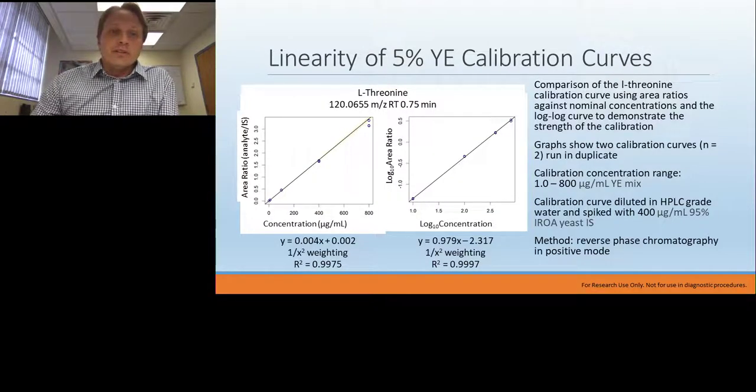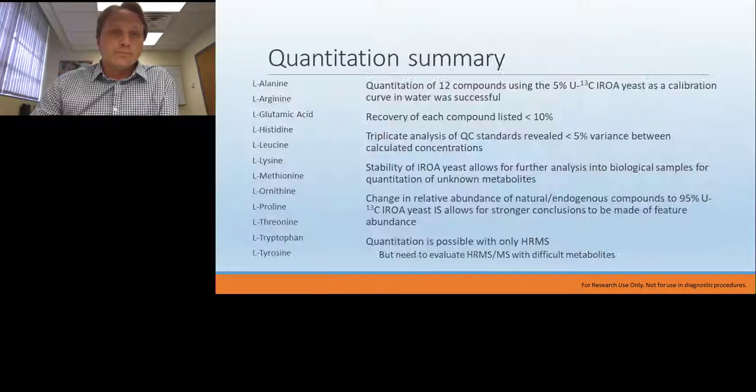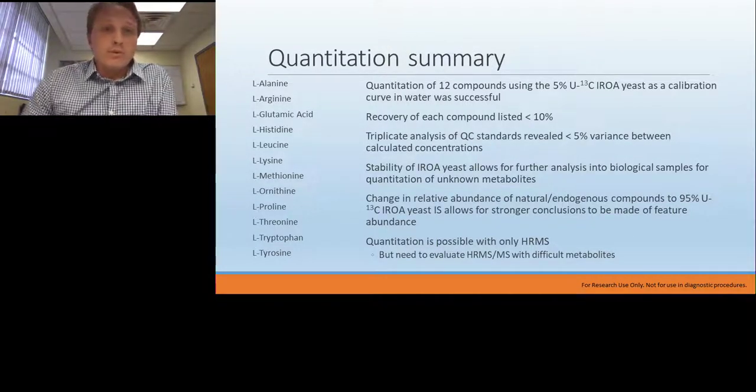And then again, showing another amino acid, not just ornithine, but other amino acids are of course quantified well within the system. And this is looking at threonine across multiple runs and how we might look at the reproducibility on a given day or a given week.